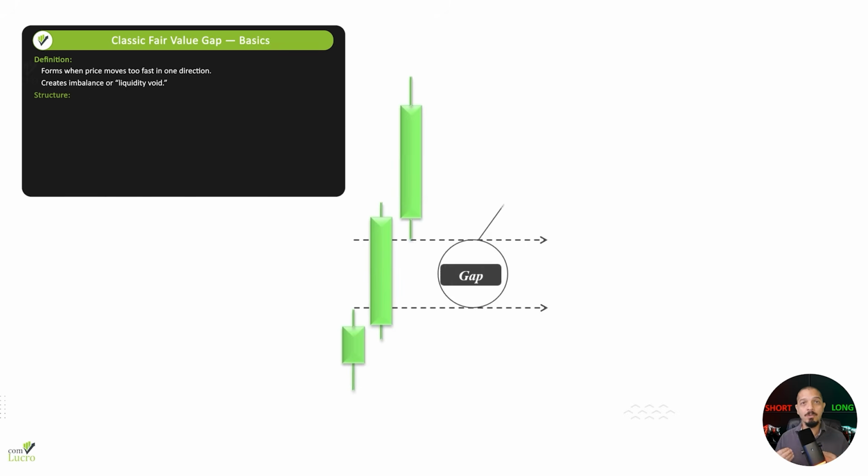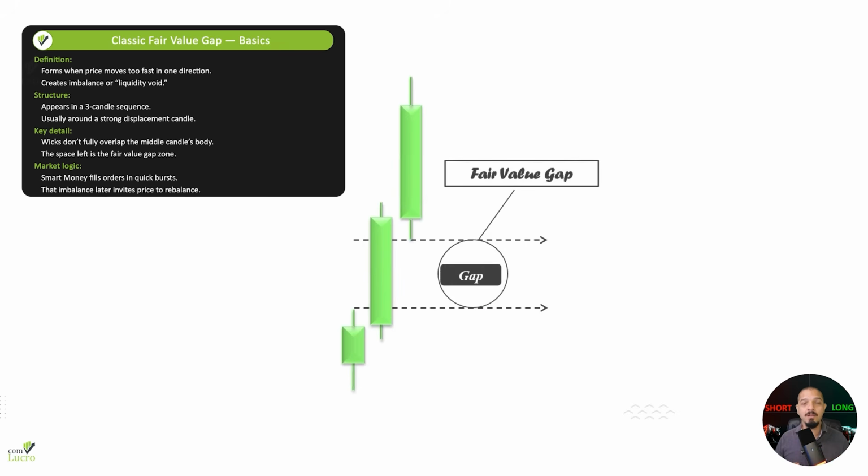Now, let's start with the basics of the classic fair value gap. A fair value gap forms on the chart when price moves with inefficient delivery, meaning it travels too quickly in one direction without allowing the market to trade fairly on both sides. This quick move creates a liquidity void, an imbalance that the algorithm will later seek to rebalance and fill.